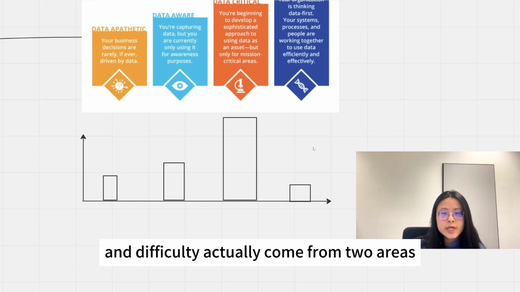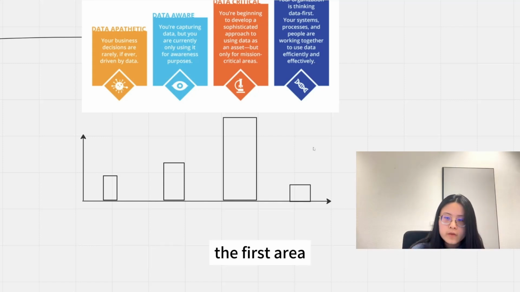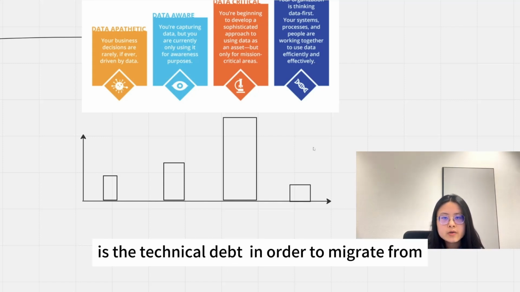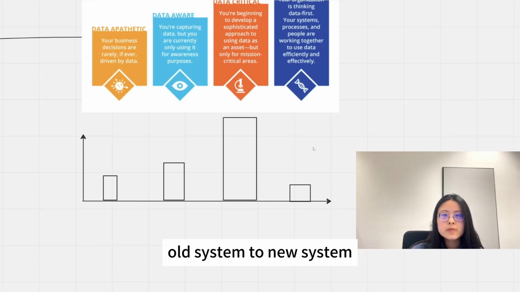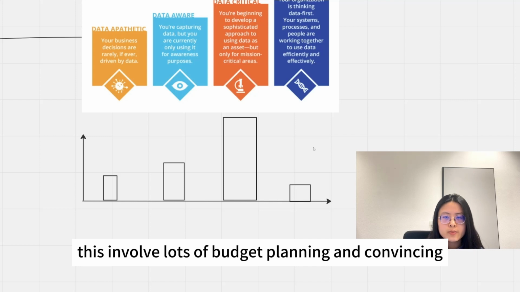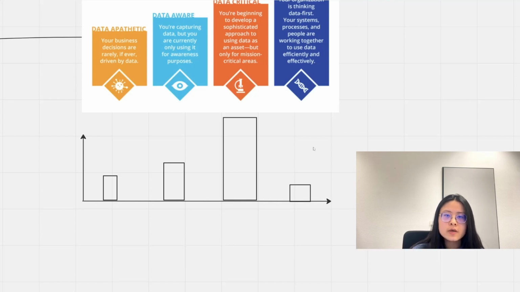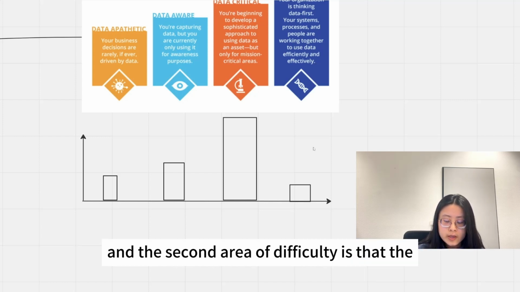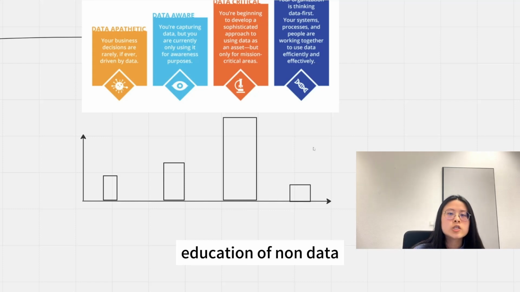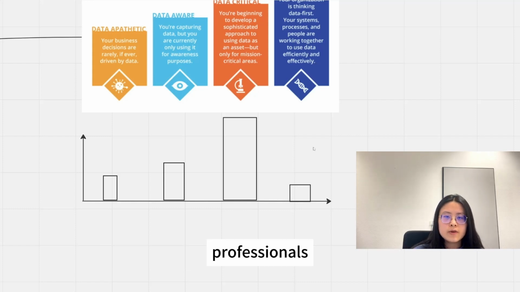And the difficulty actually comes from two areas. The first area is the technical debt. In order to migrate from old system to new system, this involves a lot of budget planning and convincing different departments. And the second area of difficulty is the education of non-data professionals.